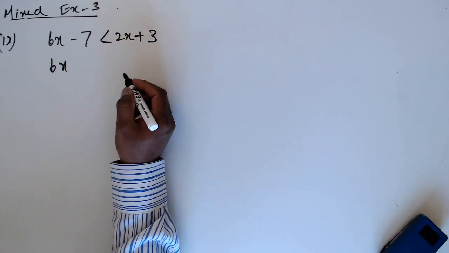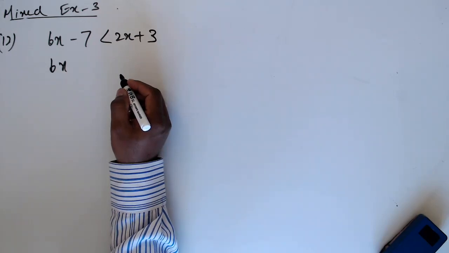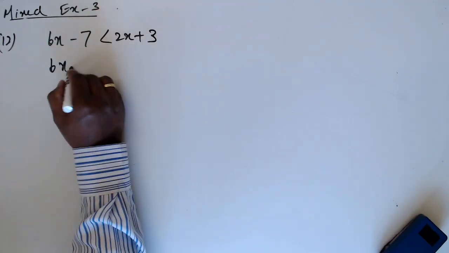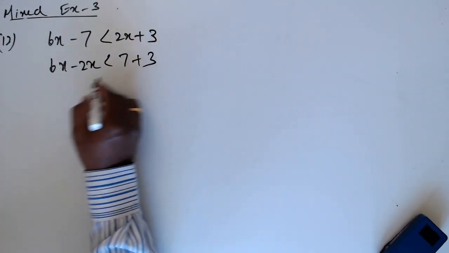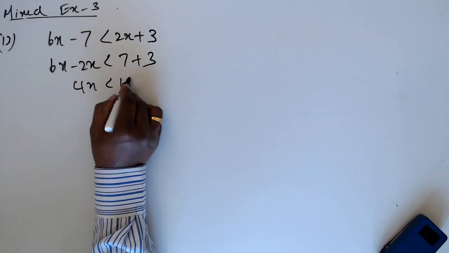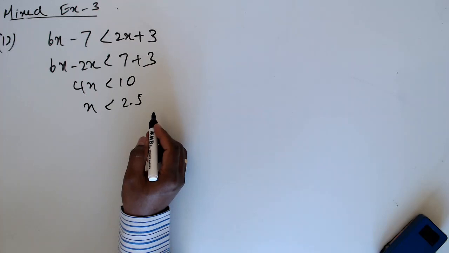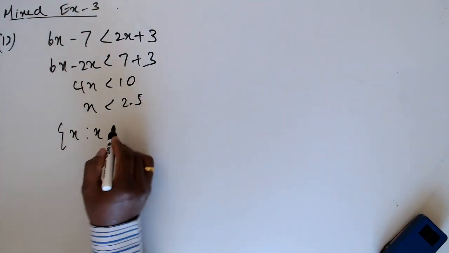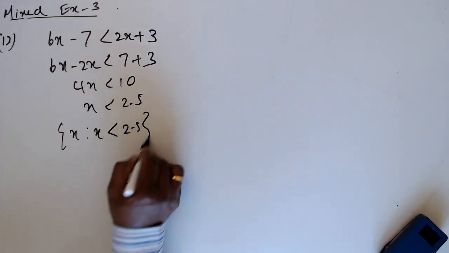Question 12, part A. There are three inequalities. Find the set of values. This is minus 2x. I take 7 to the other side. 4x less than 10. x less than 2.5. So x such that x is less than 2.5.